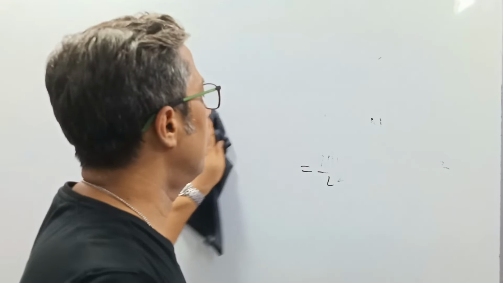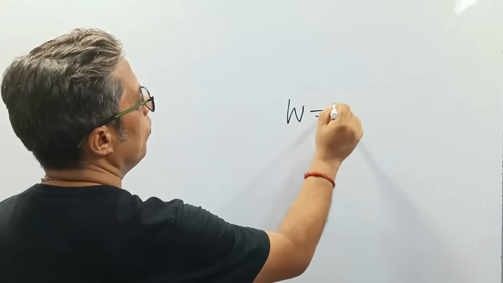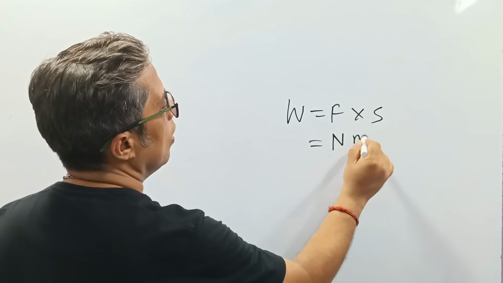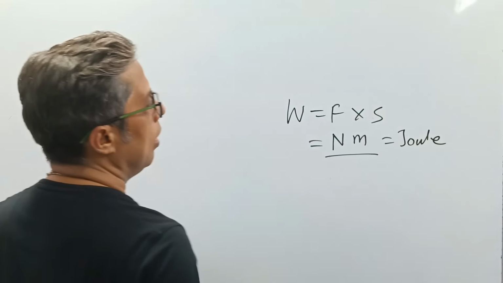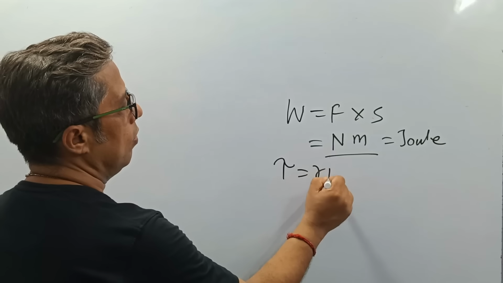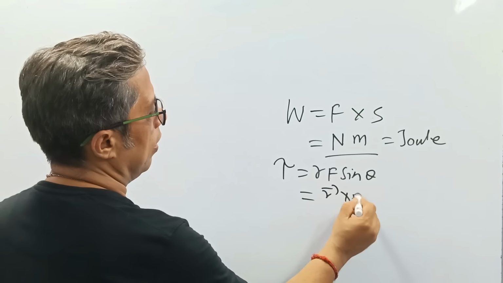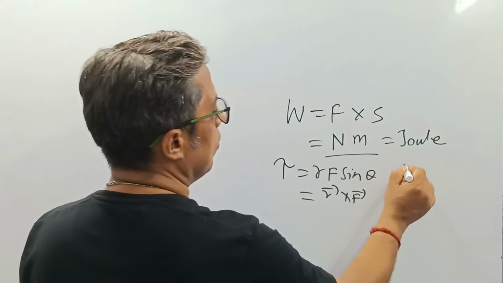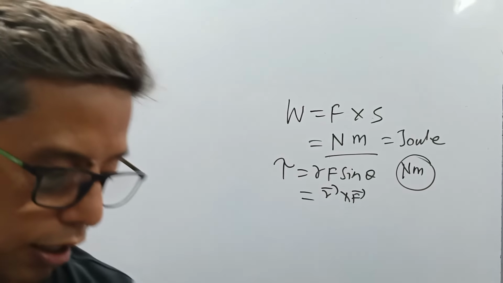Okay. So I believe this is going to help you to derive any kind of units, like work. Work is equal to force into displacement, right? So force means Newton, S is meter. So the unit of work is Newton meter, or you say joule. Similarly, torque tau is equal to r F sin theta, or r vector cross F vector. So torque is also force into distance. So the unit of torque is also Newton meter, right? Fine. So this way, this is going to help you.